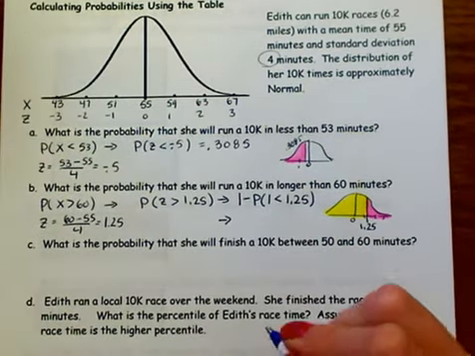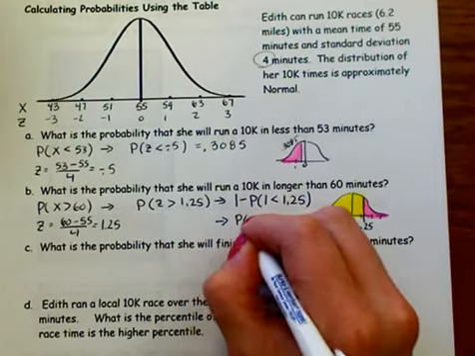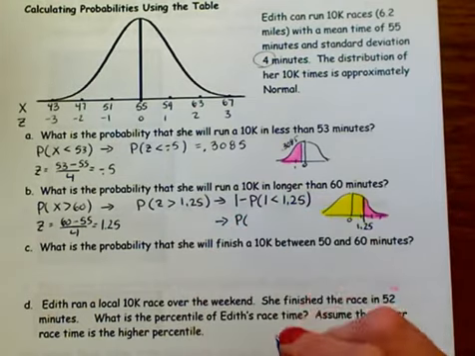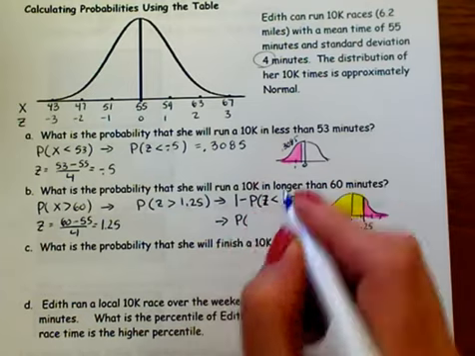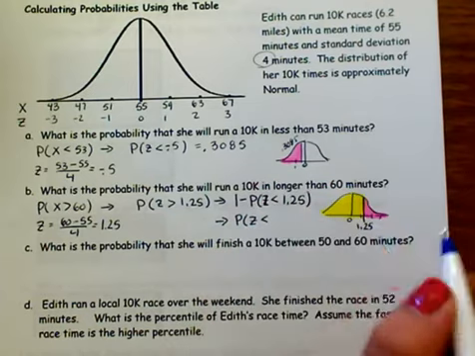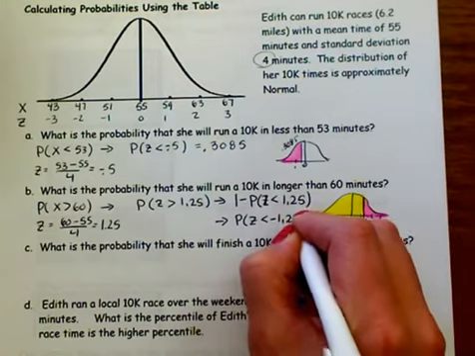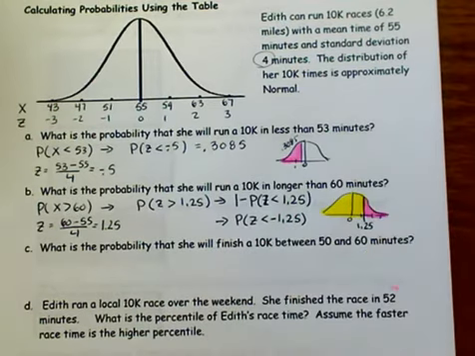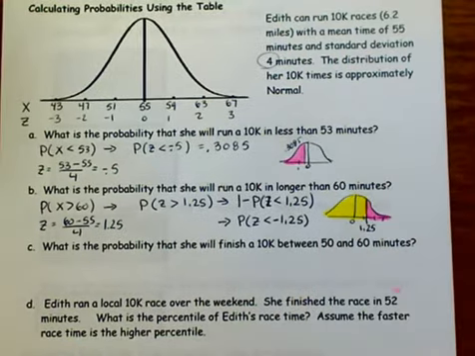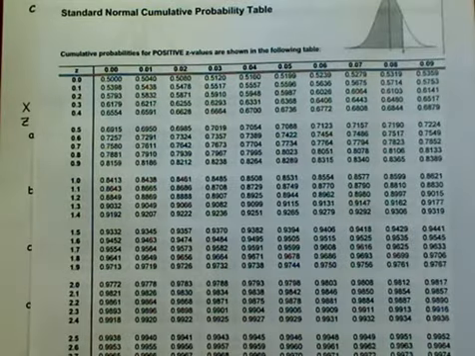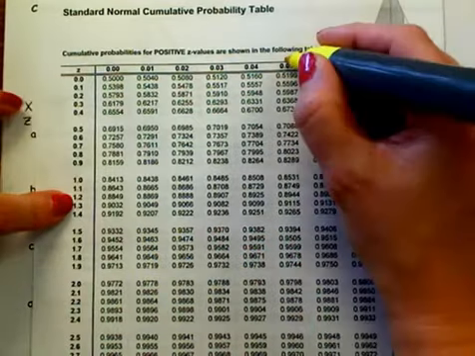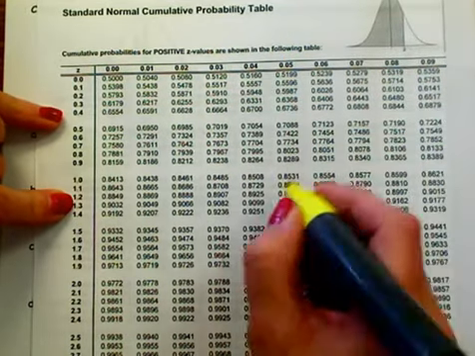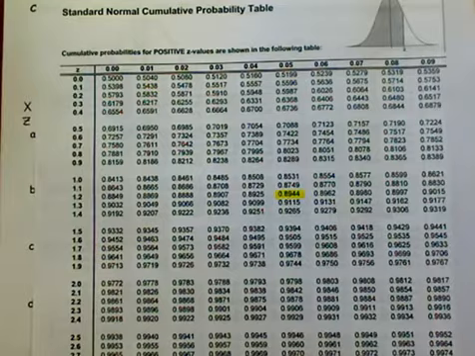Now, I'm going to show you one more thing. I think because of the symmetry that this is also equal to z less than -1.25. Think of switching that diagram. They should both give you the same result. So let's go ahead. We're going to look up the yellow portion. 1.25. 0.8944.